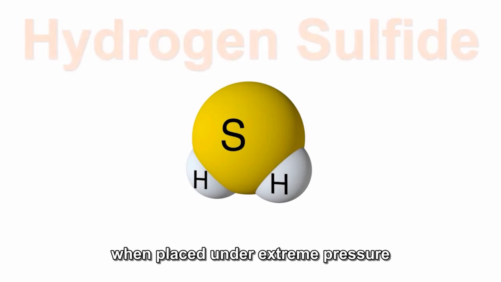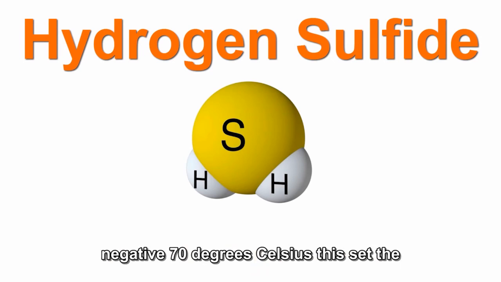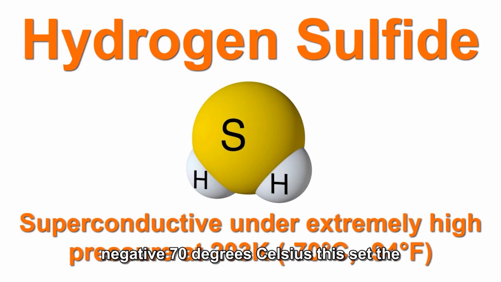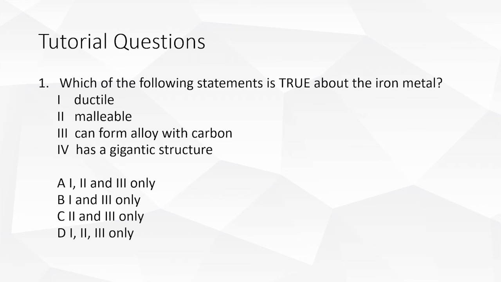In 2015, researchers observed a material that, when placed under extreme pressure, became superconductive at around -70 degrees Celsius. This set the record for the highest temperature superconductor, but as of now, room temperature superconductors haven't been found.